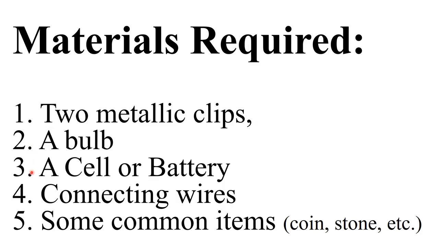Number 3, a cell or a battery. Number 4, connecting wires. Number 5, some common household items like a coin, stone, cotton, etc.